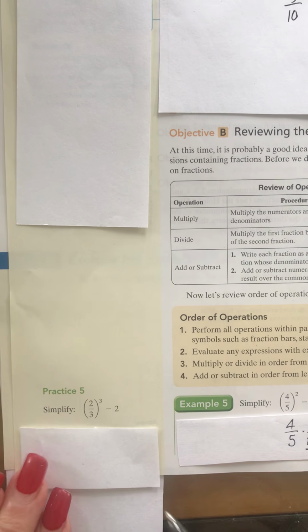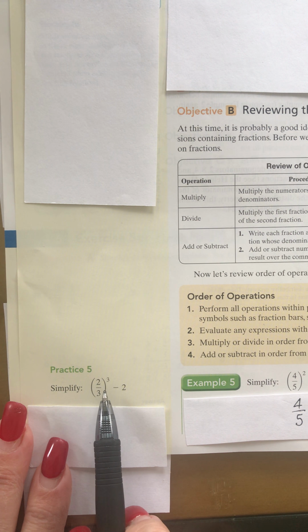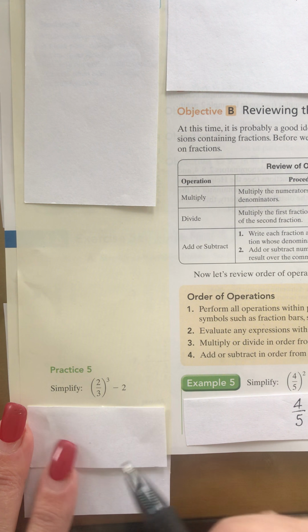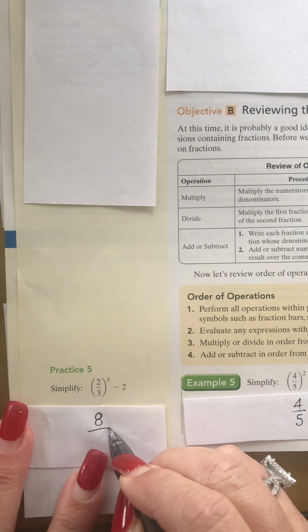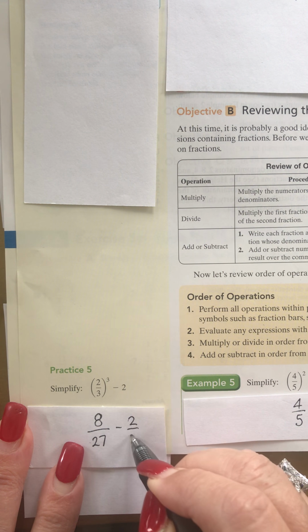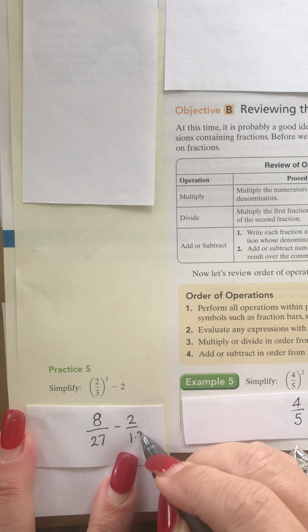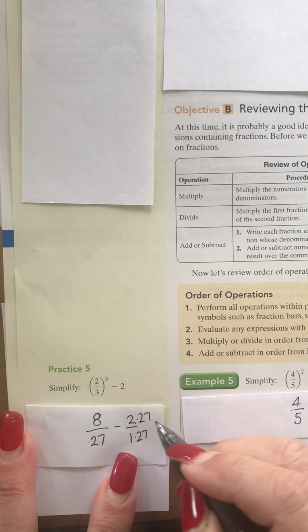So here's another example like this. Now instead of doing 2/3 times 2/3 times 2/3, you're taking 2 and you're cubing it. So 2 cubed is 8. 3 cubed is 27, minus 2 over 1. So for this one, you're going to get a common denominator, which is 27. So multiply each of these by 27.